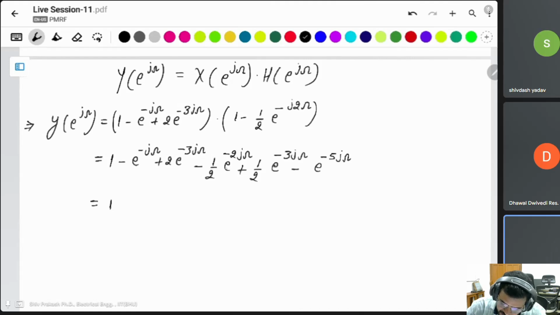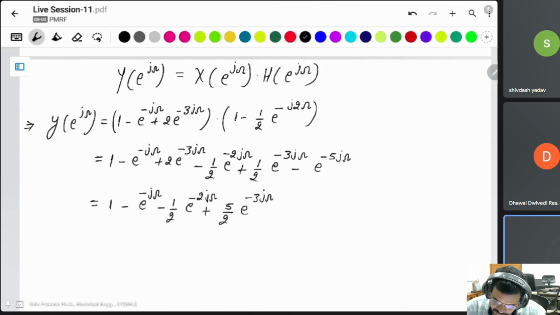This will be 1, then e to the power of minus jω. Arranging this in the order of the power, then minus half e to the power of minus 2jω, then for 3jω it will be 2 plus half, which is 5 by 2, so plus 5 by 2 e to the power of minus 3jω, then the remaining is e to the power of minus 5jω.